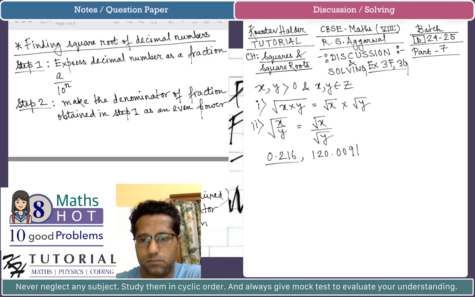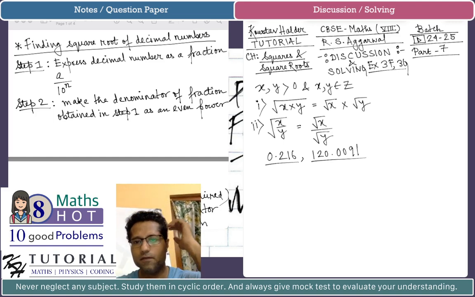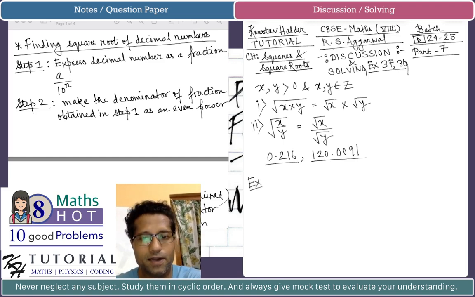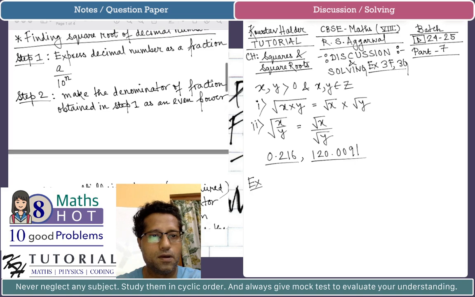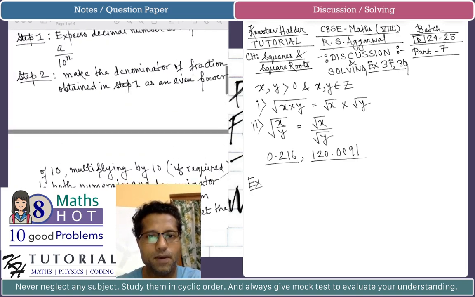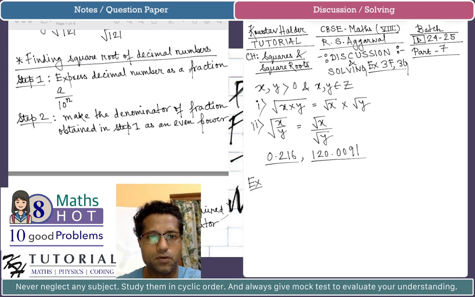Okay, so this was another. These are some examples of decimal numbers whose square root we need to find. Now let's take one problem from exercise 3F and solve it while discussing the steps. There are 4 steps in my way of finding the square root of decimal numbers.